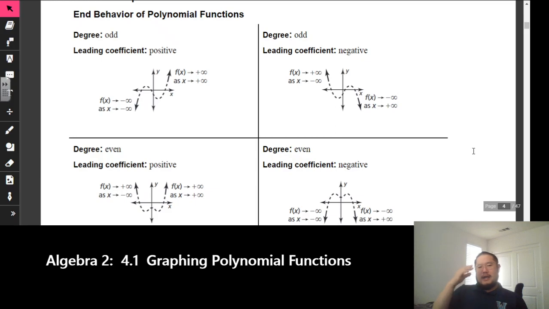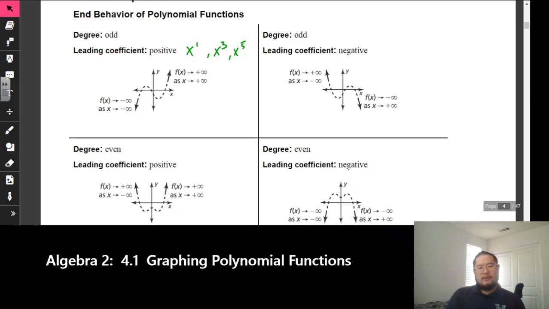So if the degree is odd, so for example, if it's like x to the first, or x to the third, x to the fifth, what they're saying here is this: if the leading coefficient is positive, then the end behaviors are going in opposite directions. Okay, one is going up, the other is going down. So for example, if I have x to the first, x to the third, x to the fifth, it is going in opposite directions.